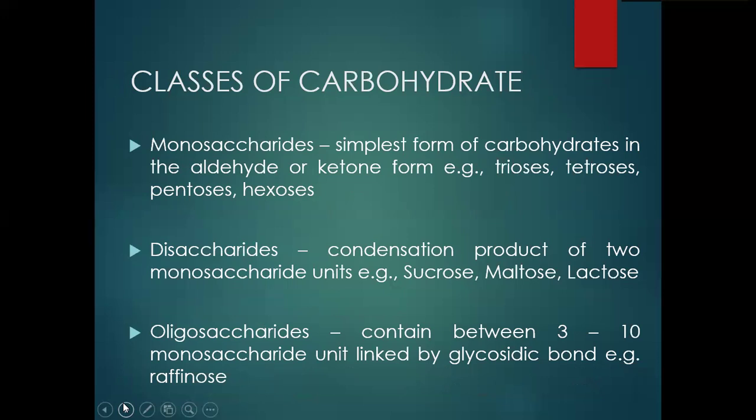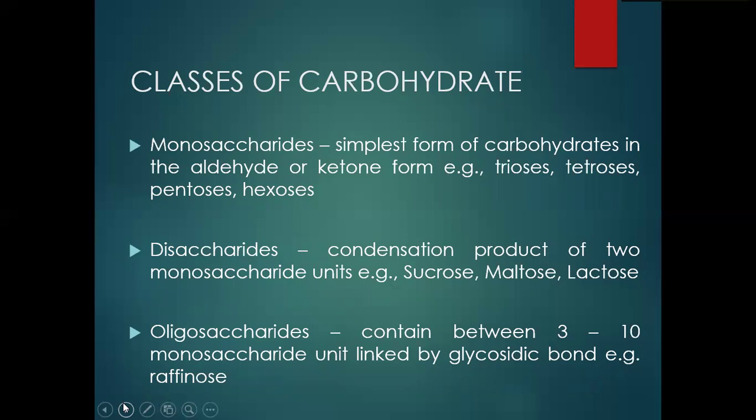We have several classes of carbohydrates. Basically, they are classified into four major groups. The monosaccharides are the simplest form of carbohydrates that have been studied, and they contain aldehyde or keto groups in their structures. Examples of the monosaccharides include trioses, tetroses, pentoses, hexoses.